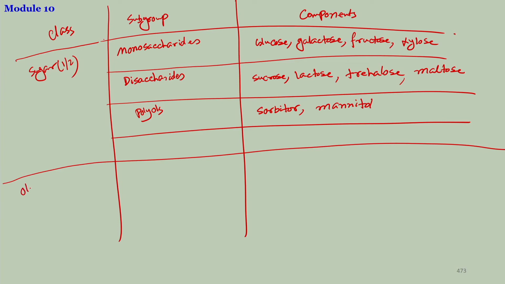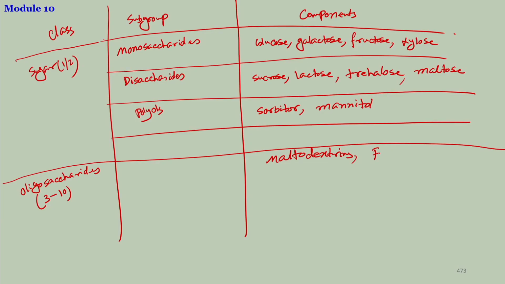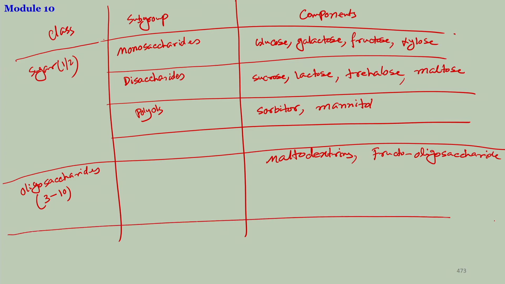Second is oligosaccharides. The example I have seen given is dextrin. It can be in general maltodextrins. So oligosaccharides would be between 3 to 9 numbers of monosaccharide units. Then fructo-oligosaccharide is also there, and raffinose. So this is basically 3 to 10 units.